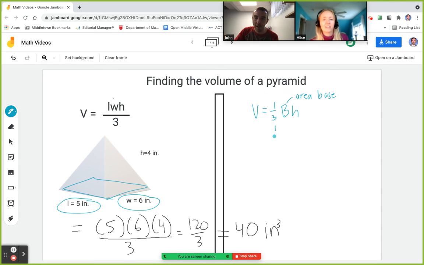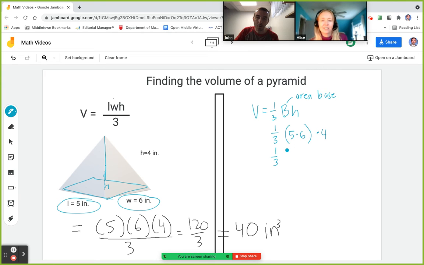So we would think of it as 1/3 of 5 times 6, the area of the base, but then times the height. The height's the vertical part. It goes straight down from the tip of the pyramid to the center of the rectangle at a right angle, and that part is 4. So the math is exactly the same.